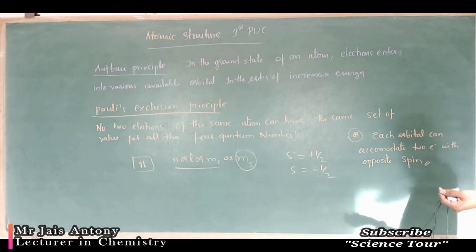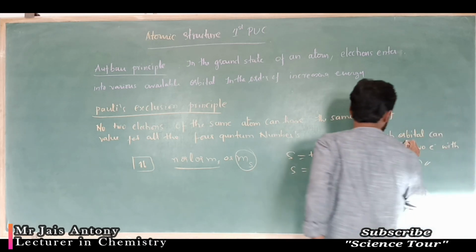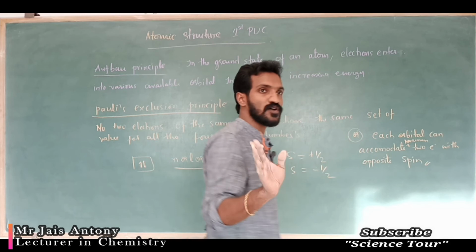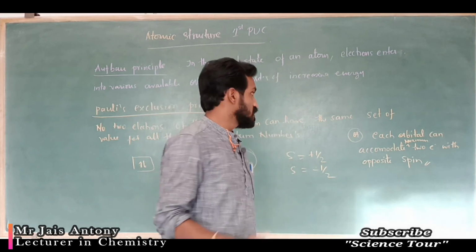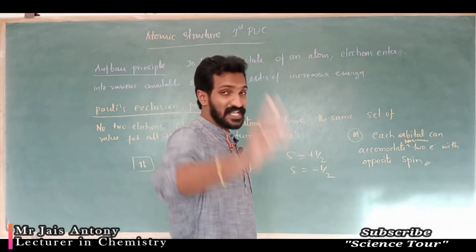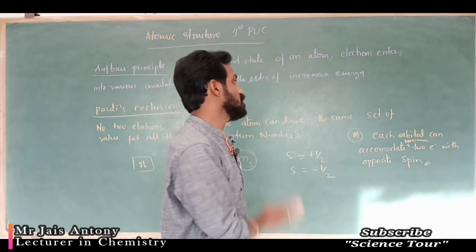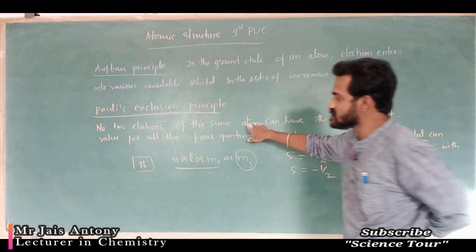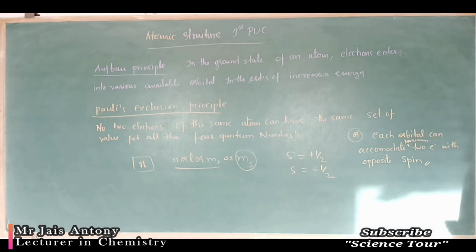Each orbital can accommodate maximum 2 electrons. You should write the word maximum. If you miss this word, 0 mark. Okay. Maximum 2 electrons, not more than 2. Each orbital can accommodate maximum 2 electrons with the opposite spin. It's called Pauli's exclusion principle. You can write this definition or you can write this definition. No problem.